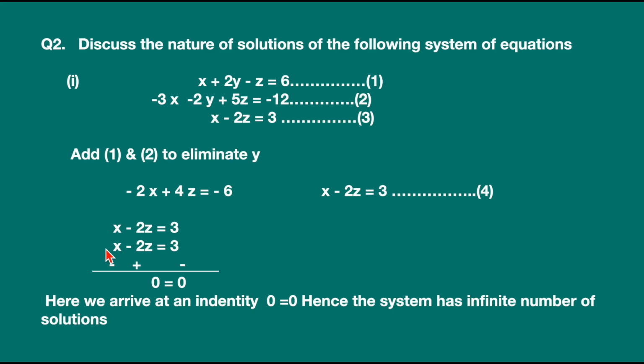So I'm putting minus here: plus x becomes minus, minus becomes plus, and plus becomes minus. When you do this, this becomes 0, and here also it becomes 0. Minus 2z plus 2z is also 0. This side also is 0. So you get 0 is equal to 0. This is an identity. Here we arrive at an identity, 0 is equal to 0. Hence the system has infinite number of solutions. So this is the nature of solution. It is infinite in number.